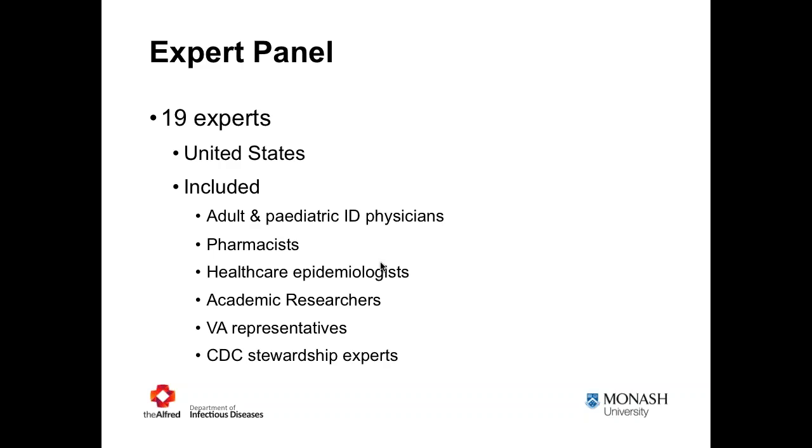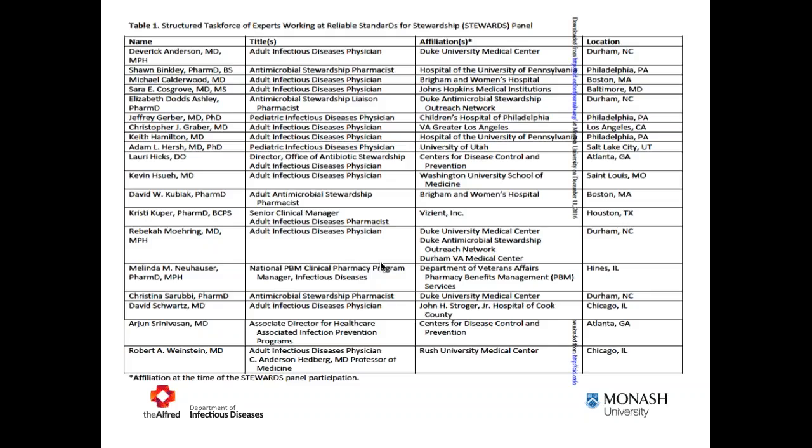The expert panel consisted of 19 experts who were all from the United States. They included an array of adult and pediatric ID physicians, pharmacists, healthcare epidemiologists, academic researchers, veterans representatives, and also CDC stewardship experts. In the paper, there was no discussion of exactly how those relate to the process of reaching consensus. Again, it's a question of how representative this was of practice in the United States, but also beyond the United States, in other international centres. This is the list they've actually provided in the paper of all the involved experts. So a reasonable representation from large centres across the United States.